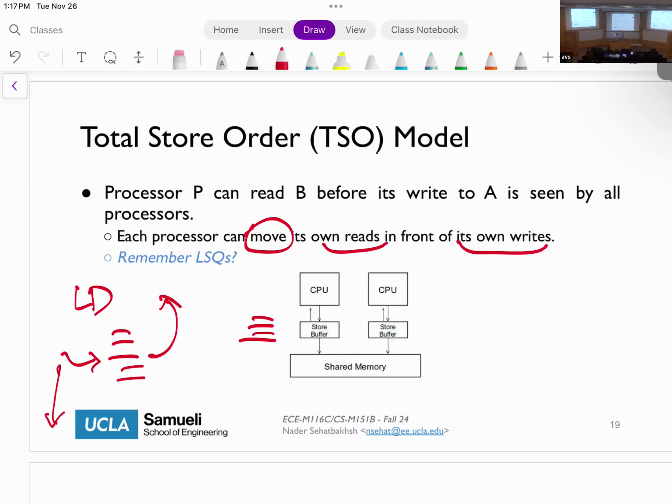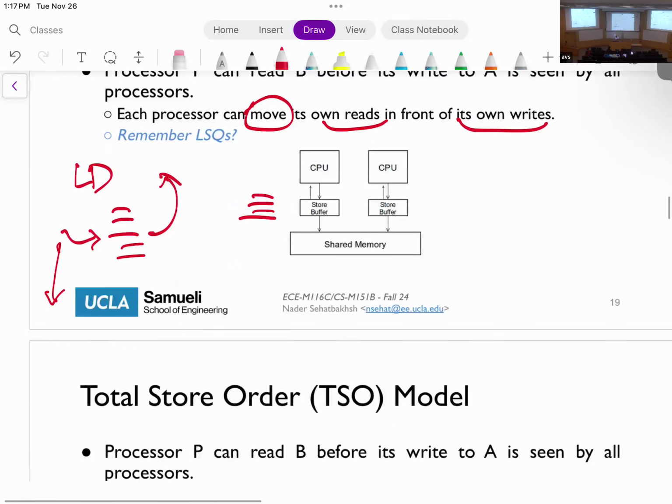Loads are usually the most time-sensitive thing, because you're waiting for the data to come from memory, whereas with a store you can just write it to the buffer and move on. With loads, you're waiting for the value, so you need to be able to issue loads as fast as possible. This is what TSO gives you: it allows you to issue loads before stores. And that could be an issue in many cases.